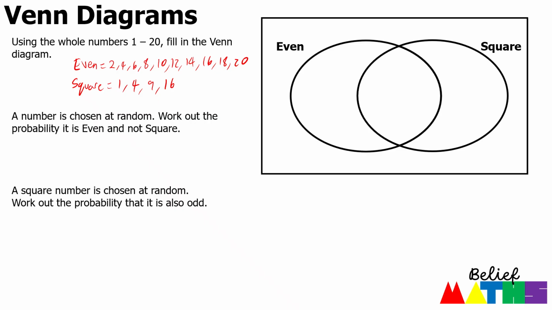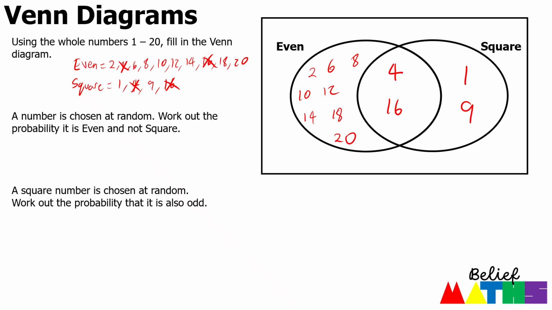Now when we fill in a Venn diagram, we should always start with the middle. So we're going to look and see, well, okay, 4 is in both lists, so that could go into the middle for us. And 16 is in both lists, so 16 is in the middle. The leftover square numbers go in the square side, so 1 and 9. And the leftover even numbers go in the left-hand side, in the even side. So we have 2, 6, 8, 10, 12, 14, 18, and 20.